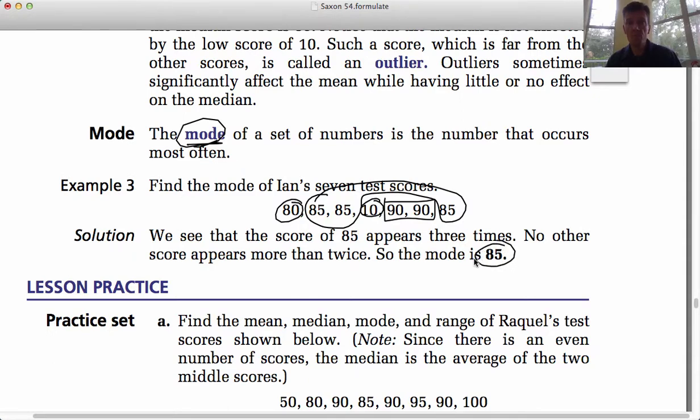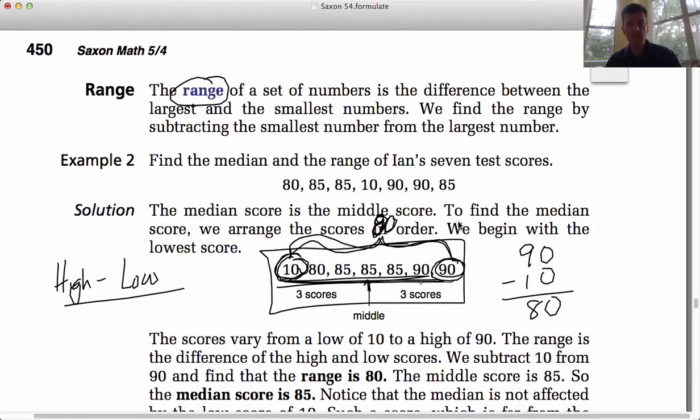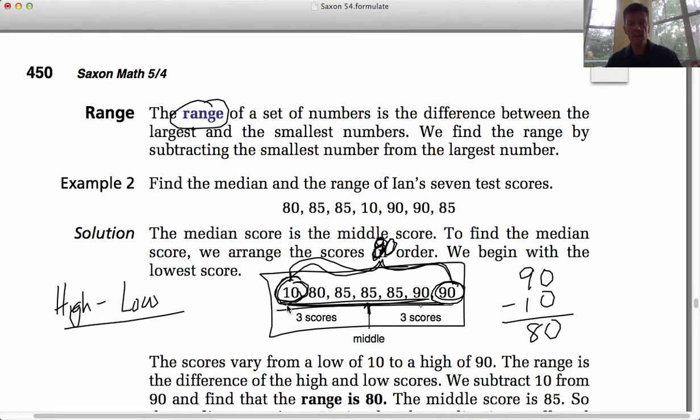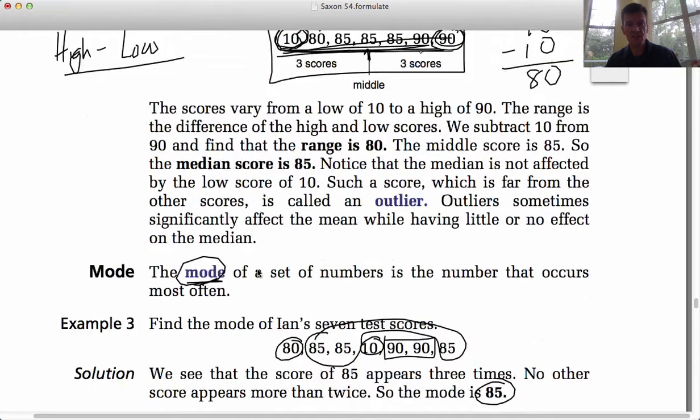And there can be more than one mode. If you had 2 numbers and both of them appeared 3 times, you would say both of those numbers are the mode. Okay? By the way, I'll back up here. This list of numbers is an odd number of numbers: 1, 2, 3, 4, 5, 6, 7. If you have an even number of numbers, you're going to have 2 middle numbers. If you have 2 middle numbers, you take the average of those 2, and that would be your median. Maybe we'll come across one like that.